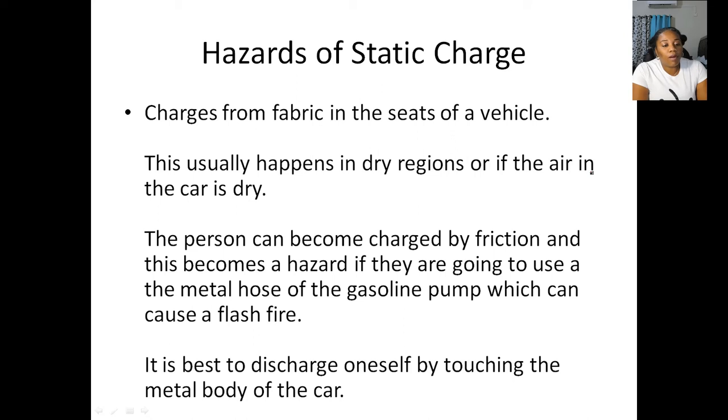Charges from fabric in the seats of a vehicle. That's another hazard. This usually happens in dry regions or if the air in the car is very dry. The person can become charged by friction, and this becomes a hazard if they are going to use the metal hose or the gasoline pump, which can cause a flash fire. It is best to discharge oneself by touching the metal body of the car.